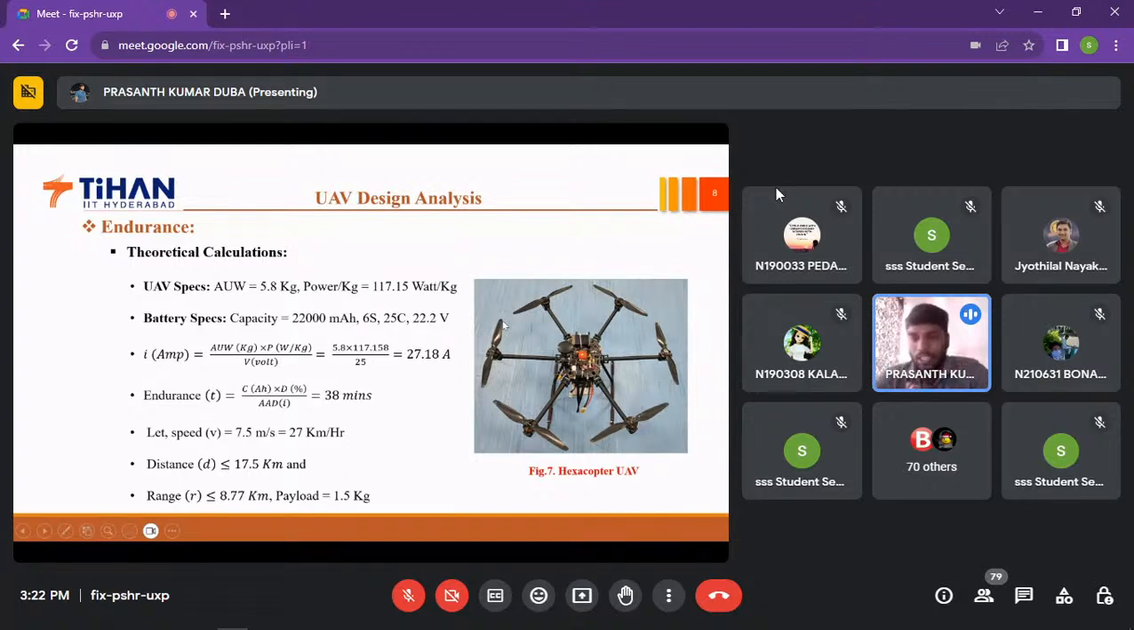Now I also need to focus on the communication system. What kind of radio communication I use determines how much distance it will cover. So we'll see that now.